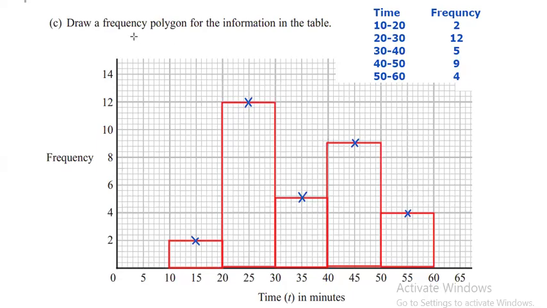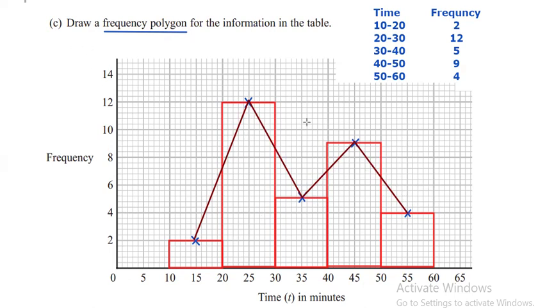And then to draw a frequency polygon, you just connect these points together. So these points, we call them the midpoints. Just connect them together with a line like this, here till here, and then here till here, and then here till here, and then here till here. And this is the frequency polygon that they want us to draw.